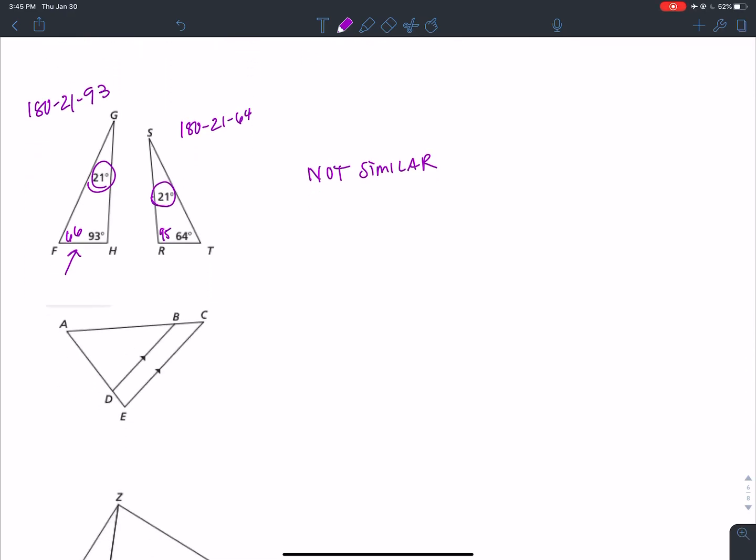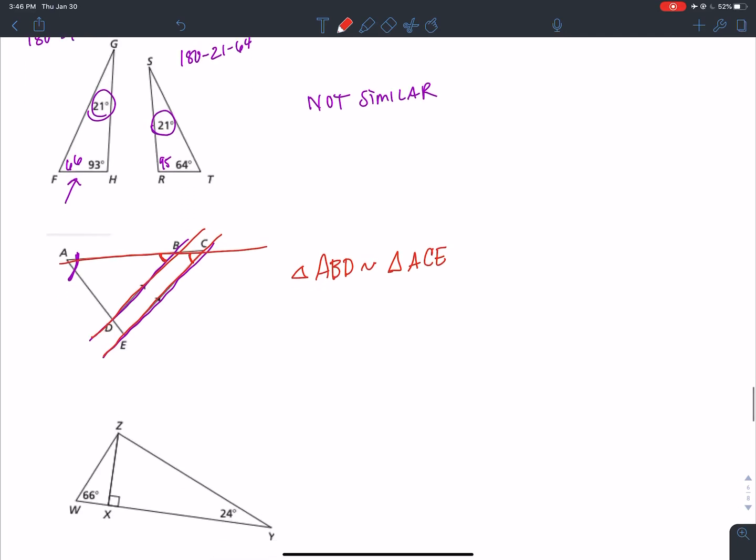Okay, the next one. I have no degrees, but if I look, they are sharing this angle, so those are congruent. And then I have parallel lines that are cut by a transversal. Let me use a different color. And if you look, I make an H. And if I make an H, that means that these are corresponding angles. So I have another set of angles that are congruent. So these two triangles are similar. So I can say triangle ABD is similar to triangle ACE. Now that was a hard one, okay?